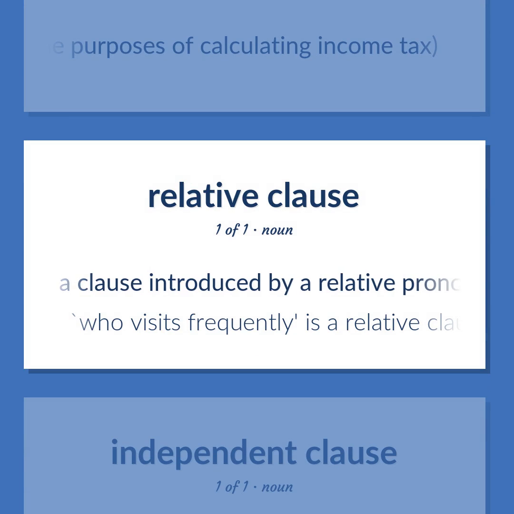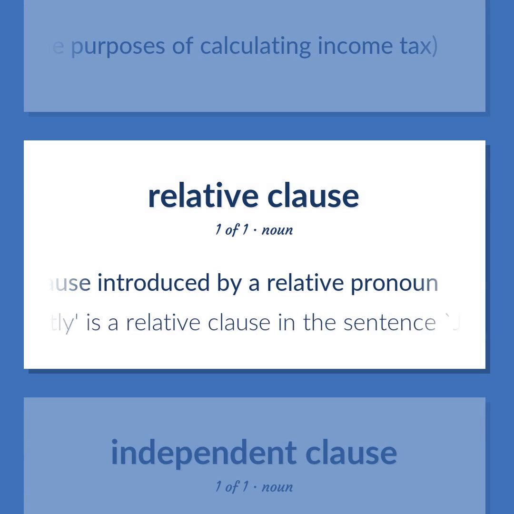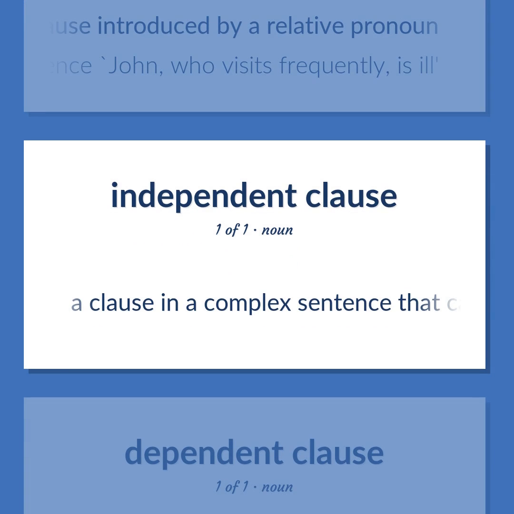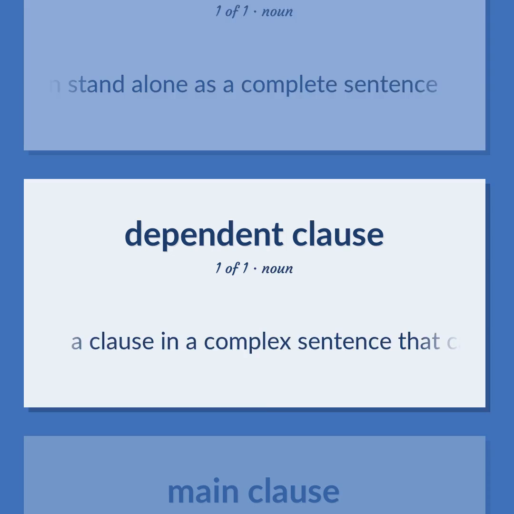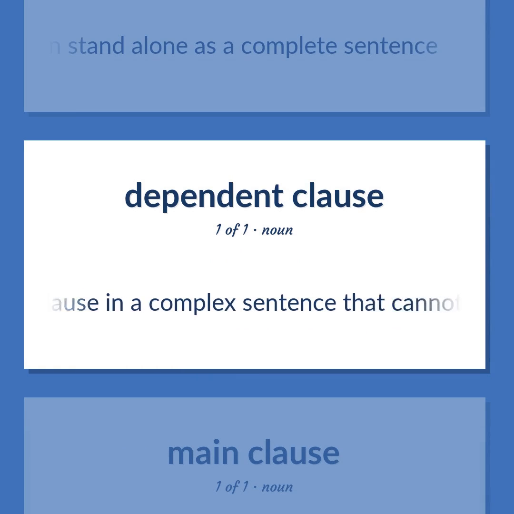A clause introduced by a relative pronoun. Who visits frequently, is a relative clause in the sentence, John, who visits frequently, is ill. A clause in a complex sentence that can stand alone as a complete sentence. A clause in a complex sentence that cannot stand alone as a complete sentence and that functions within the sentence as a noun or adjective or adverb.